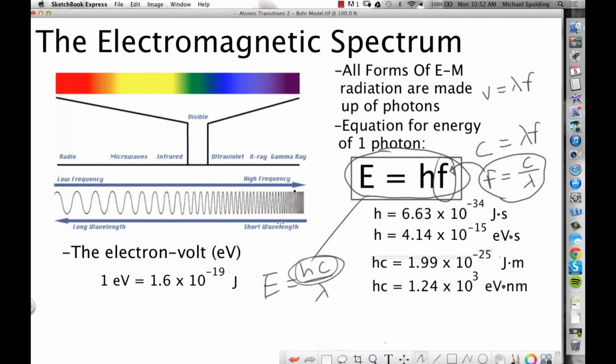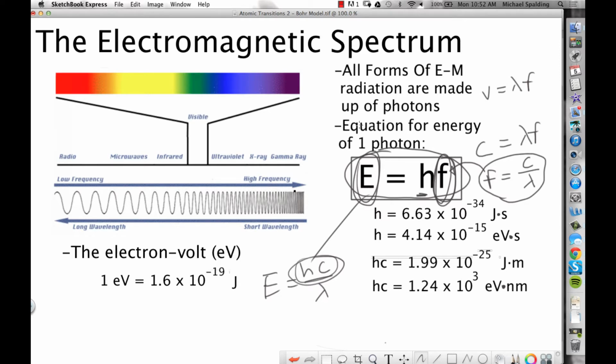All right, is this making sense? So look, what happens to energy if frequency goes up? It goes up. Energy and frequency are directly related because h is a constant, right? h never changes. So if your frequency goes up, the energy goes up.